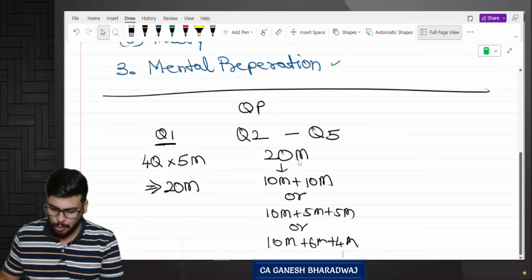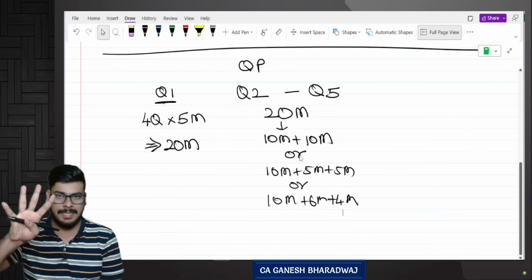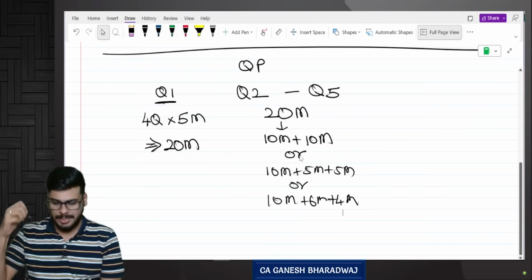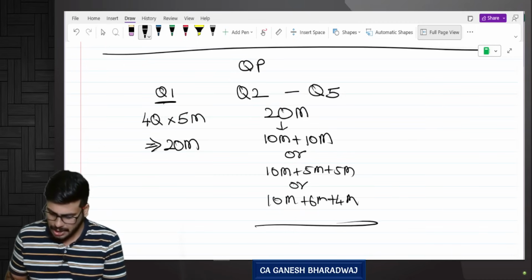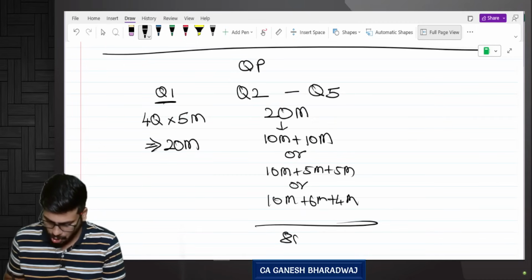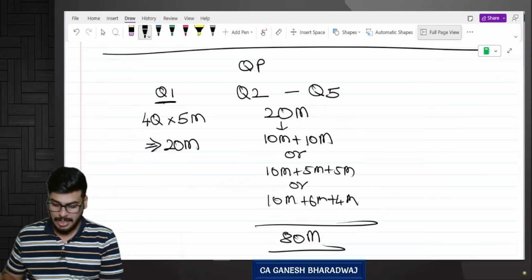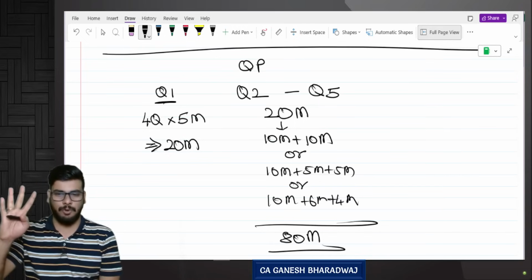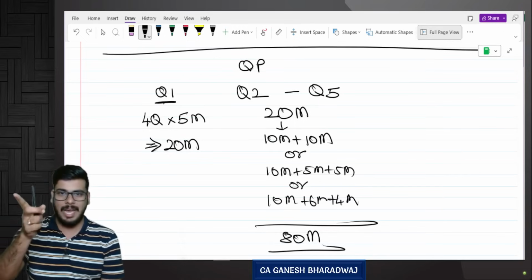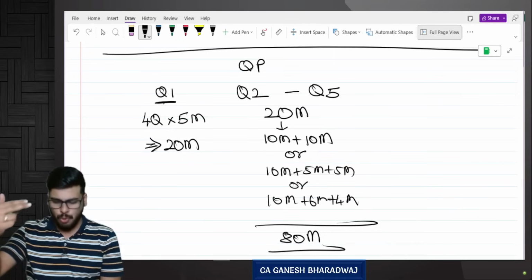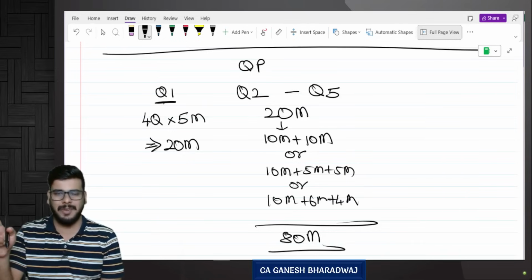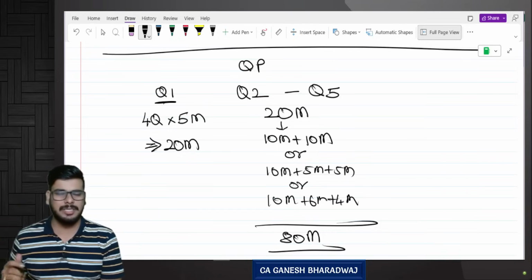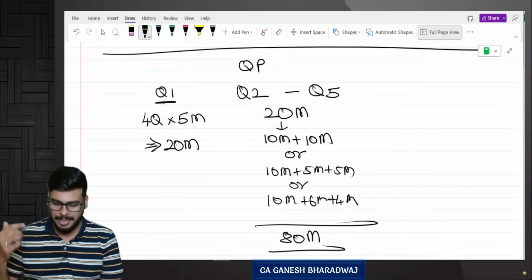Generally, question 2 to 5, you have 4 questions, right? So 4 questions, each carrying 20 marks, gives you how much? Gives you a total of 80 marks. Are you clear with this, right? Generally, out of these 4 questions, 2 questions will have 10 plus 10, and 2 questions will have 10 plus 5 plus 5 or 10 plus 6 plus 4. So this is how generally the past exam trends look like.